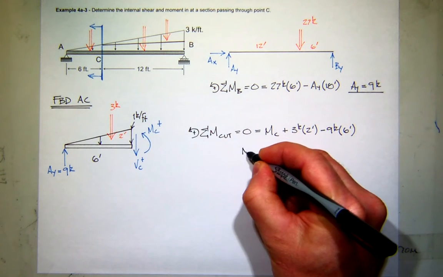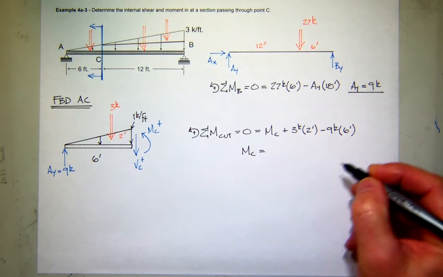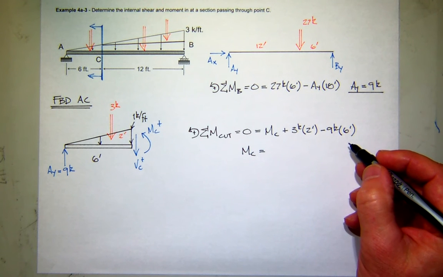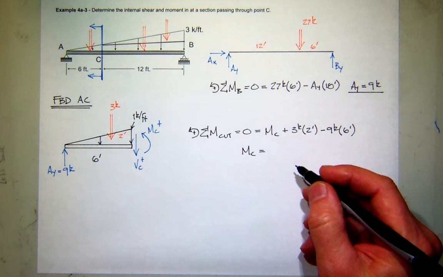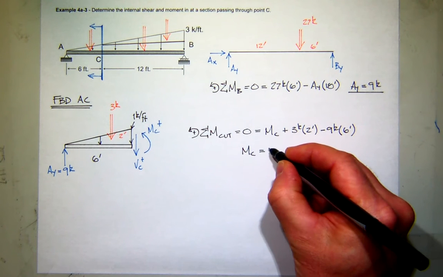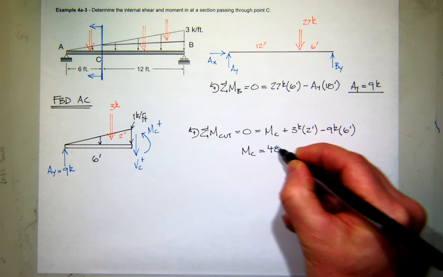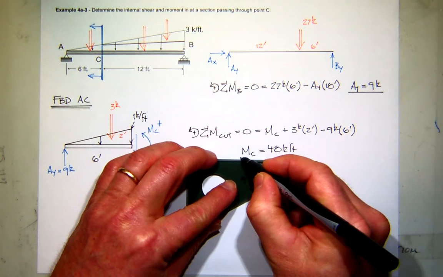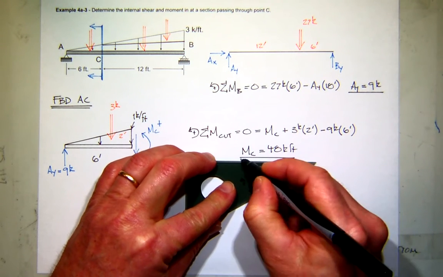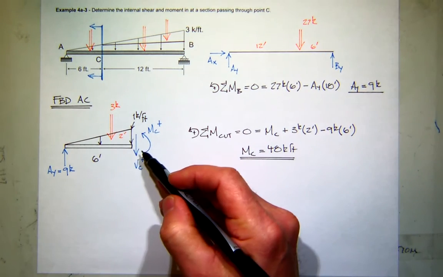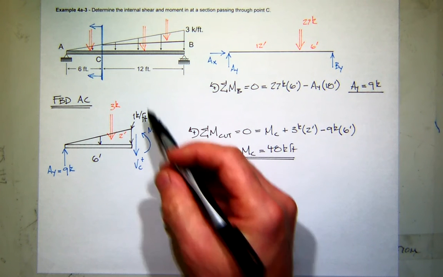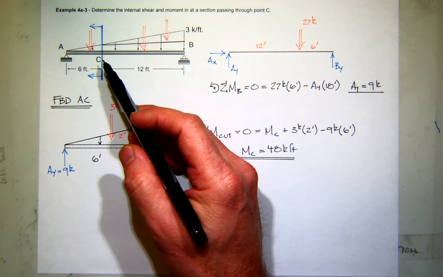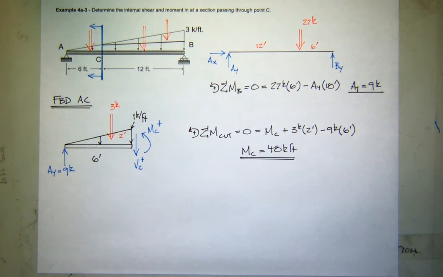So solving for the moment at C, it looks like you get 48. Yeah, you guys get 48? And it's positive, right? That'll be kip feet. Now, since I got a positive value, that means, yes, it does have positive bending moment at C. Does it make sense that you'd have positive moment at C? Well, I say yes, that it does.